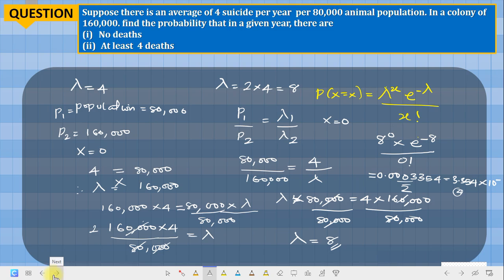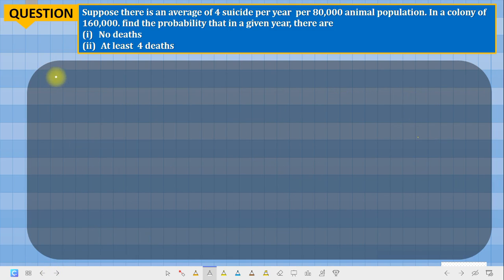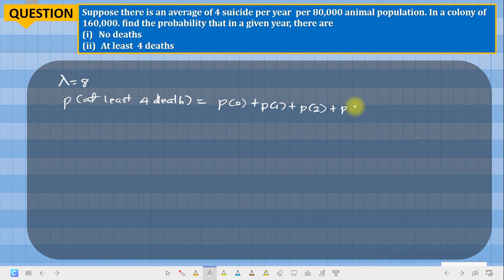Now part 2 is at least 4 deaths. Now we can write out our parameters. Now we know that our lambda is equal to what? 8. If our lambda is equal to 8, now for at least 4 deaths, it means the probability of at least 4 deaths. So we can say at least 4 deaths is equal to the probability of 0 deaths plus the probability of 1 death plus the probability of 2 plus the probability of 3 plus the probability of what? 4 deaths. Are we getting it now?